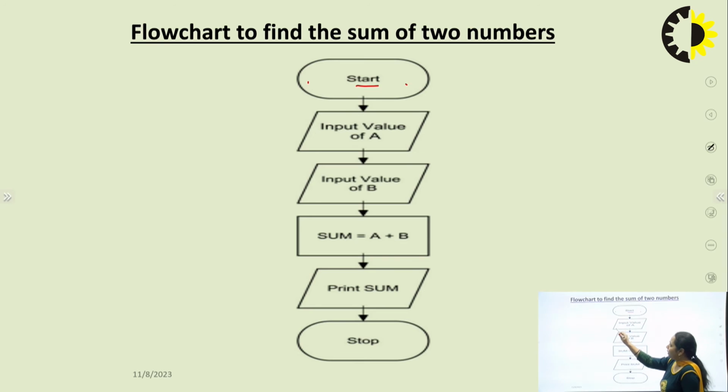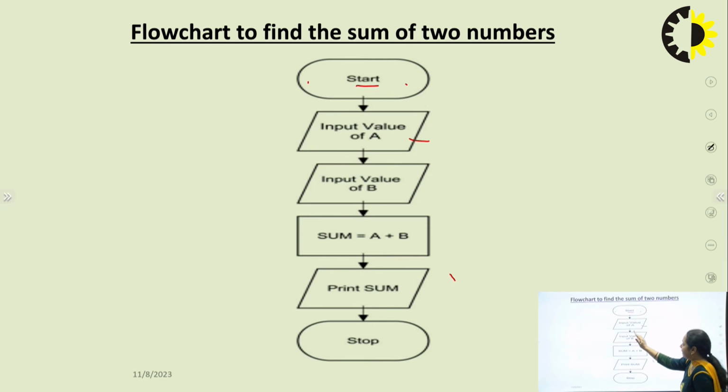Next, within a parallelogram, take the first variable as input. As we have discussed, for input and output, we use the parallelogram. So the first input here is A. So here we have used a parallelogram. So the first value is the input value of A.